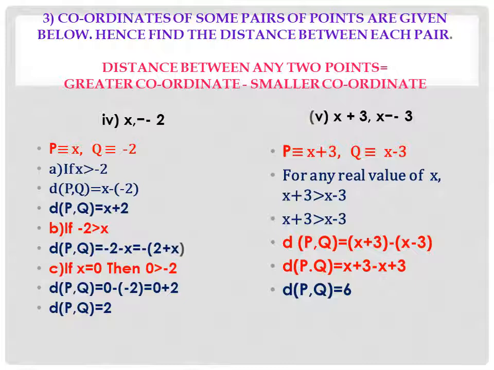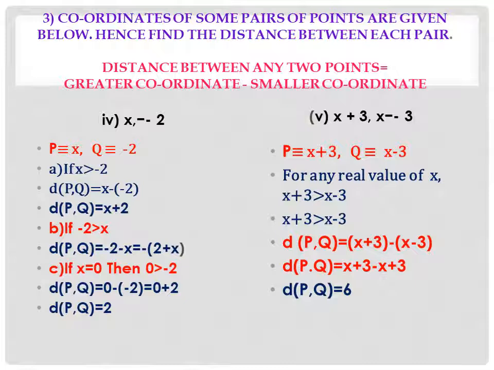First coordinate is x and second coordinate is minus 2. Then here P is equal to x, and Q is equal to minus 2. Coordinate of P is x, coordinate of Q is minus 2. Here when you compare x and minus 2, you are getting 3 cases, because what is the value of x? We don't know.